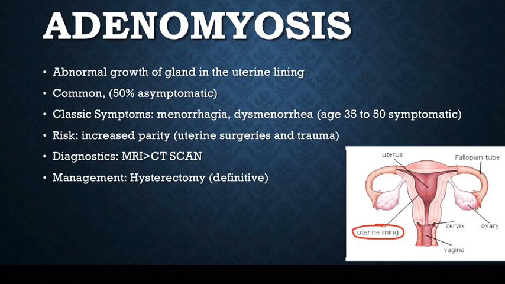Ultrasound and MRI are both useful to differentiate adenomyosis and myoma. However, MRI is more specific. The best management includes the removal of the uterus.